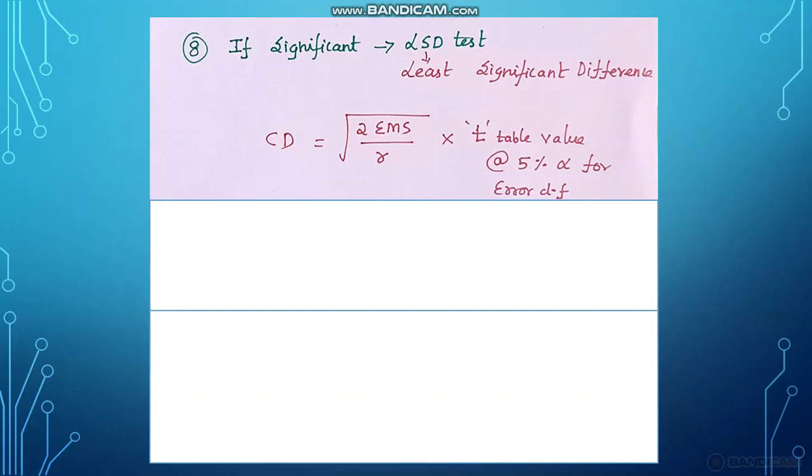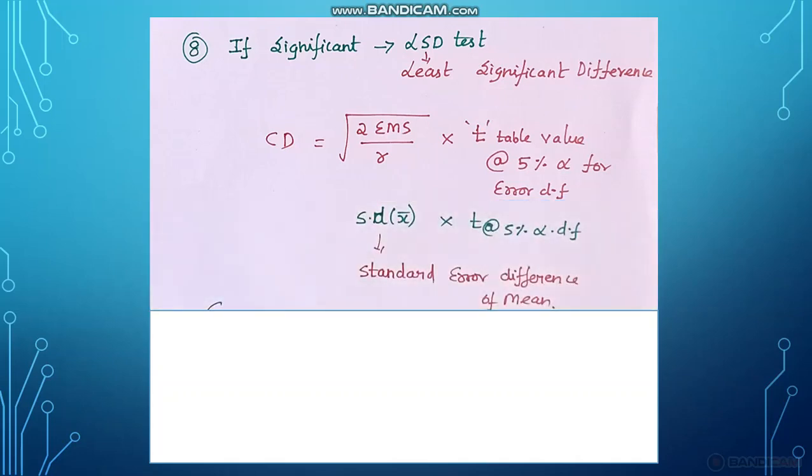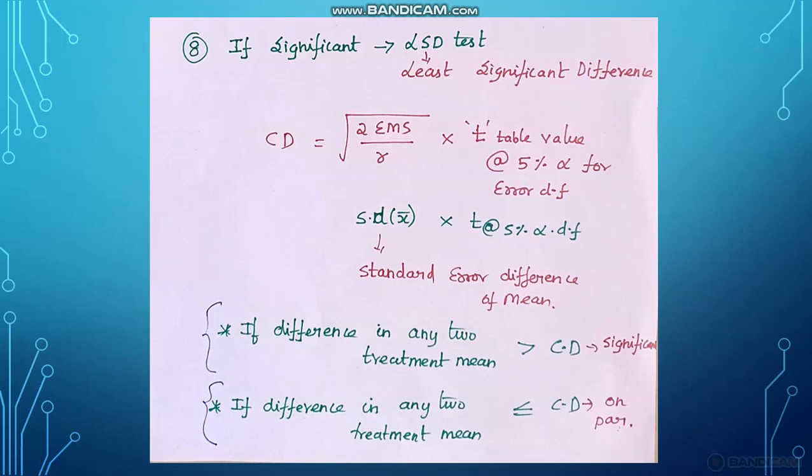Here we will use the LSD test, the least significant difference test. The formula is CD, where CD means critical difference. CD is equal to the square root of 2 into EMS divided by R, into the t table value. T means the t test, and the t table value is taken at the error degrees of freedom. This is the formula. If the difference between any two means is greater than the CD value, then it is significant. If the difference between any two means is less than or equal to the CD value, then we say they are on par. On par means the same effect.